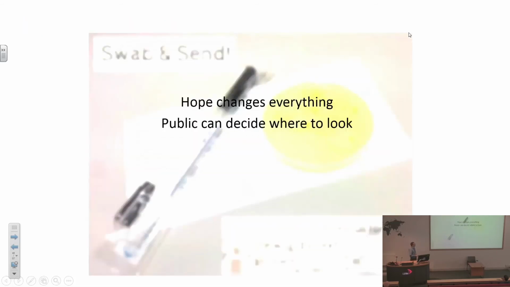So I was thinking, you know, hope changes everything. So why don't we do an antibiotic discovery project where the public can decide where to look? They can make the decision and they can then have ownership, if you like, of their research. They'll be more likely to engage.